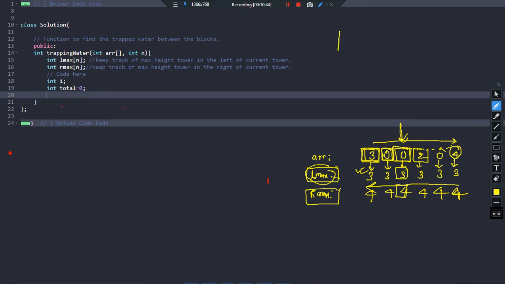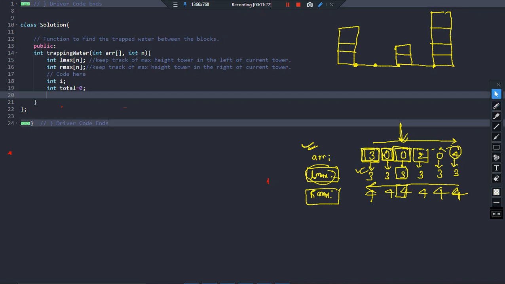So I have a tower of height 3. Let me write 1, 2 and 3. Another tower of height 0, another tower again of height 0, another tower of height 2, another tower of height 0. I am copying this array here, doing the diagram for this particular array. Then you have a tower of height 4, so 1, 2, 3 and 4. Now, how will we know how much water can be trapped?